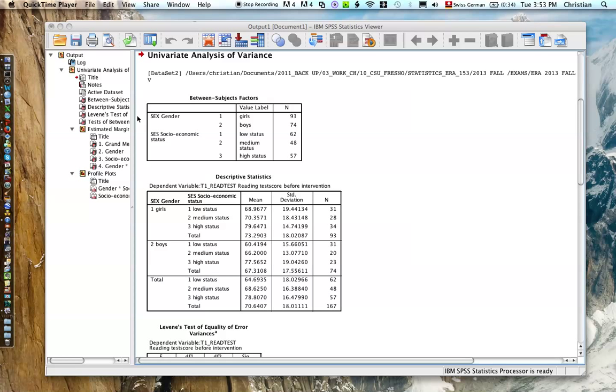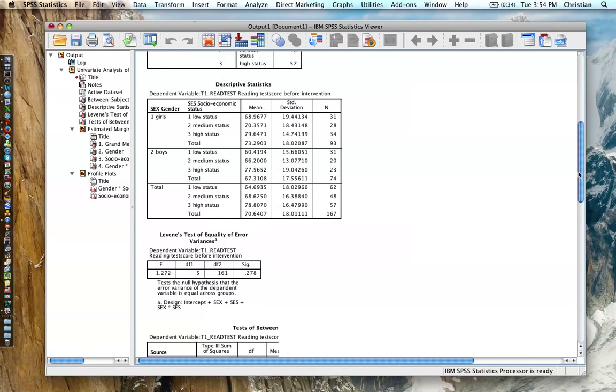This is a video about how to interpret the output of a two-way ANOVA in SPSS. So the first box that you see is the overview of your sample and how many people you have in each group. For example, for the variable gender, 1 means girls, we have 93 girls. 2 means boys, and we have 74 boys. Now, for the second factor, socioeconomic status, 1 means low status, 2 means medium status, and 3 means high status. So we have 62, 48, and 57 children.